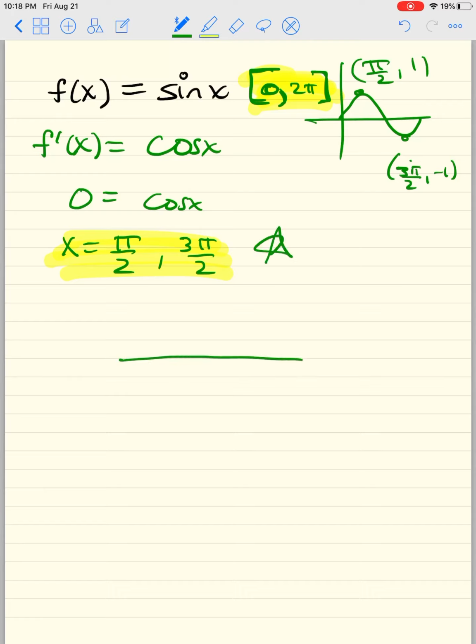So what am I going to do? I'm going to make an interval. I'm going to put pi over 2. I'm going to put 3 pi over 2. I'm going to put f prime of x, and now I'm going to do something even crazier. I'm going to put a 0 here and a 2 pi here because I'm closing my interval. Okay, so now tell me about cosine.